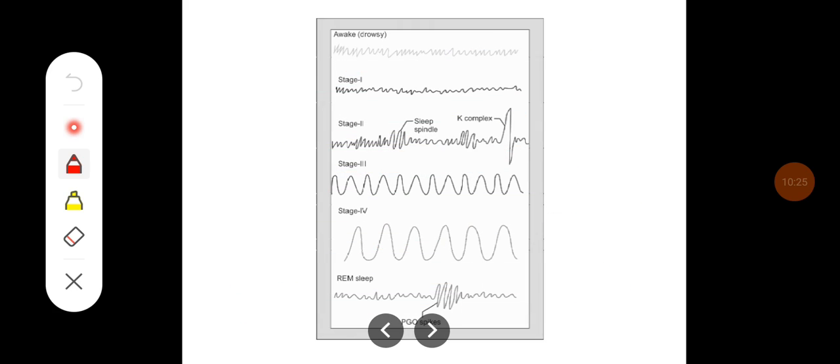So again, these are the different waves at the different stages of sleep. When awake, you can see the beta rhythm, and these are the waves you will be able to see in the different stages of sleep, that is stage 1, stage 2, stage 3, and stage 4. As the sleep deepens, the amplitude of the EEG increases and the frequency reduces. And in stage 2, you can typically see the sleep spindles or the K complexes.